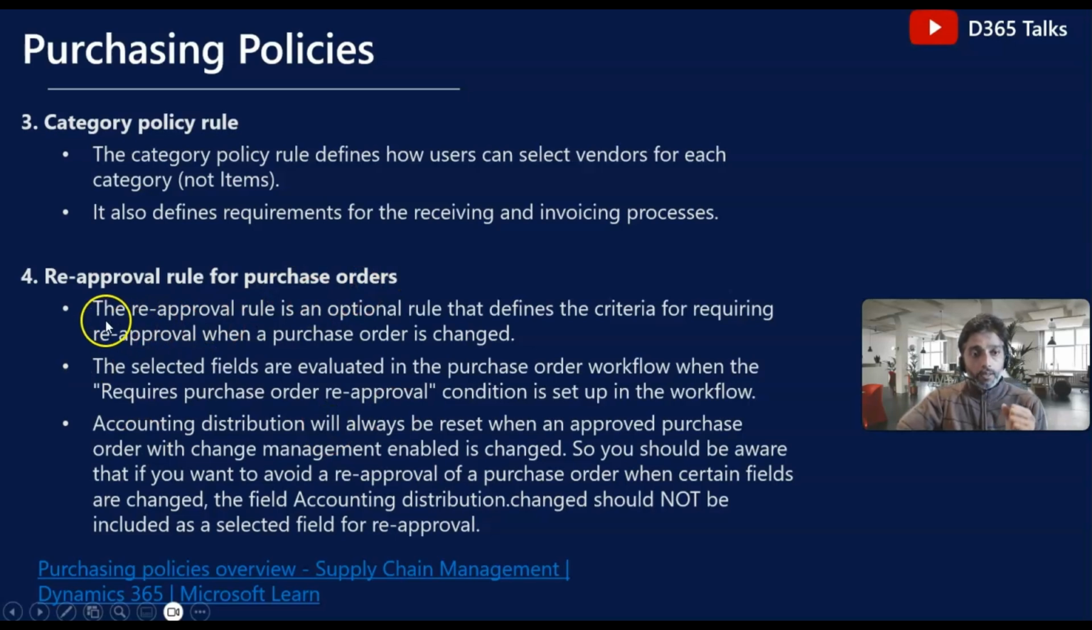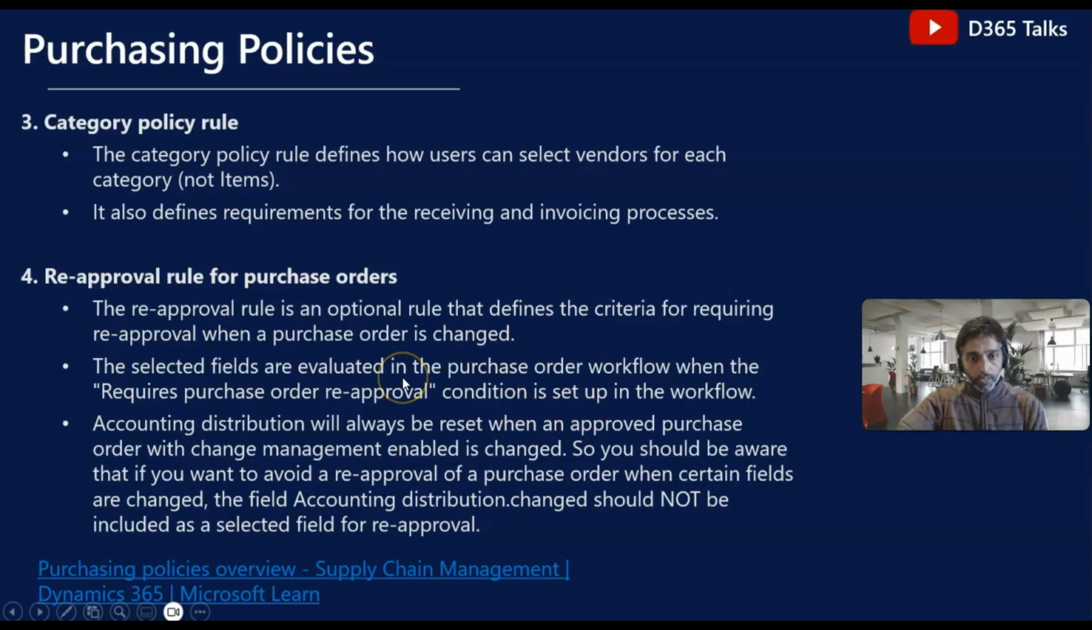First of all, the reapproval rule is an optional rule. This is not something which is mandatory. It is an optional rule that defines the criteria for requiring reapproval when a purchase order is changed. Whenever we have change management enabled in our procurement and sourcing parameters, the purchase order has to go through the purchase order workflow process. In those cases, once the purchase order is confirmed, you will not be able to make any changes manually. Instead, you should go through the process of request change.